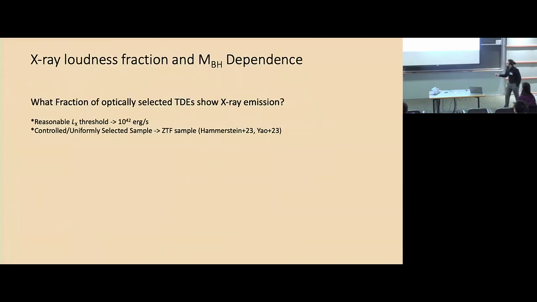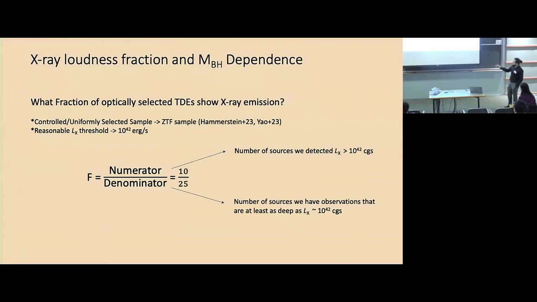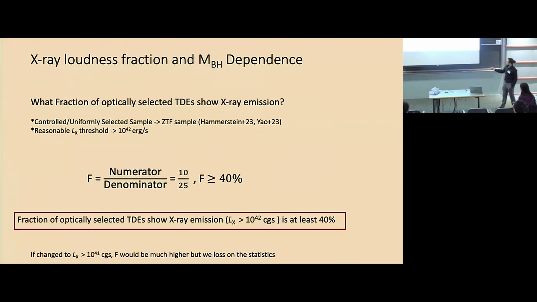So another thing we can measure is the fraction of optically selected TDEs that show X-ray emission. We select a reasonable threshold depending on the redshift and the instrument, 10 to the 42. And then, as a control, we use a uniformly selected sample: we restrict our sample to only the ZTF ones. We then ask the number of sources for which we have observations as deep as 10 to the 42, and the number of sources that we actually detect higher than 10 to the 42. That gives us 10 over 25. That means that the fraction of optically selected TDEs that show X-ray emission higher than 10 to the 42 is at least 40%, because our cadence is not perfect. So it could be more, but it could not be less than that.